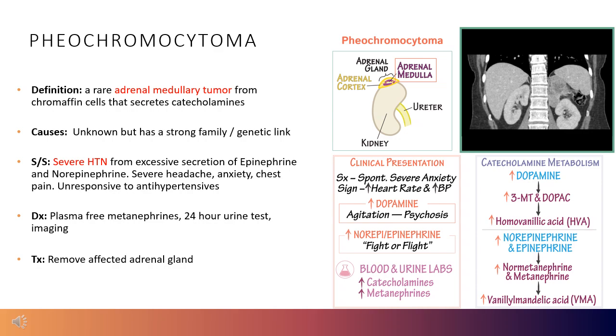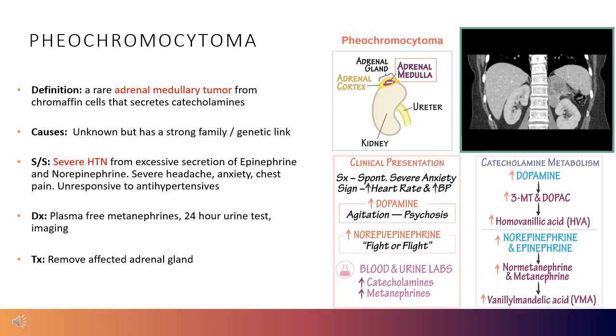A key clinical clue for us is that their blood pressure is unresponsive to any kind of antihypertensive medications because the problem is a hormone issue and not a vascular issue. So if I give you an antihypertensive, we'll try to maybe vasodilate. And if it's not a vascular constriction or vasodilation issue, this isn't going to work. So we have to fix the hormones.